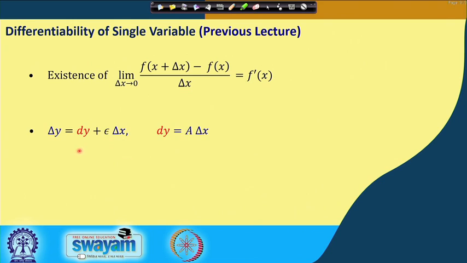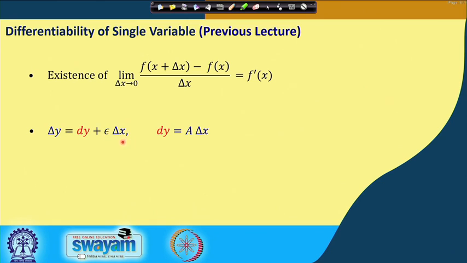The second concept, which is more general, and which we will now use to derive differentiability of functions of more than one variable, is this. We have seen that if we can express delta y, which is the change in y when we make a change of delta x in x, as dy plus epsilon delta x, where the differential dy is a linear term in delta x, a times delta x, and here a is independent of delta x, and this epsilon term must go to 0 as delta x goes to 0.